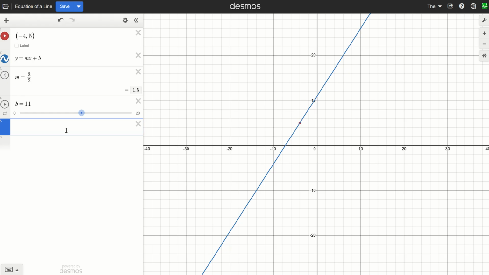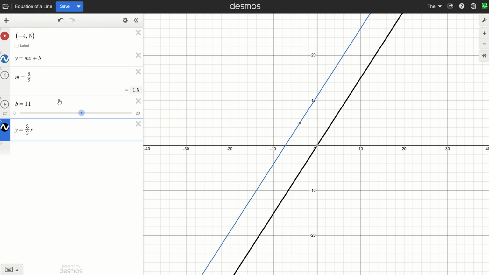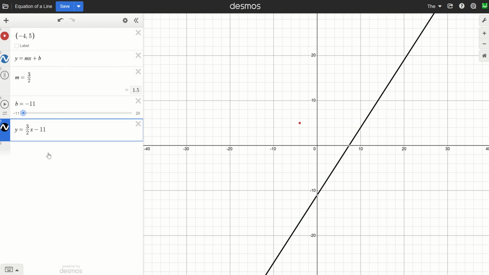All right, so now we're going to write the equation of that line. You're going to say y equals the slope, which is the value right here in line 3, 3/2. Move your cursor to the right, x, and plus the value in line 4, which is 11. Now if line 4 were negative, let's say it was -11, then I would change this plus to a minus, okay?